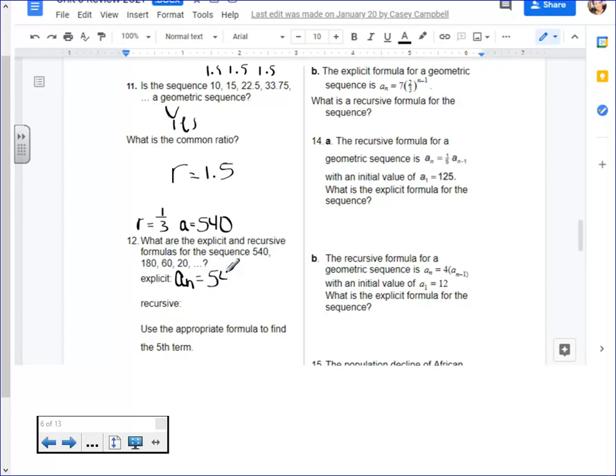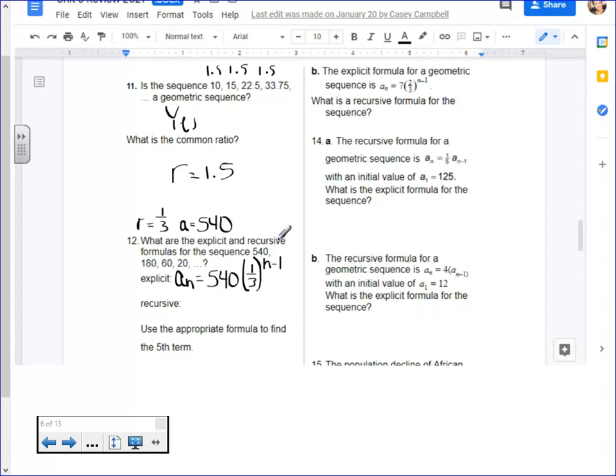540 goes first, times our common ratio, which we figured out was 1/3. And then it would be to the n minus 1 power. Once again, this is just an equation, it wouldn't make you memorize all of these. They'd give you a form with all the equations on it, and you would have to know how to use them.